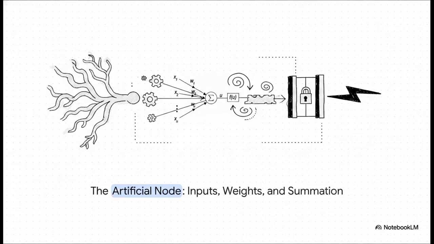Now, when we look at the artificial equivalent, the biological inspiration is just obvious. An artificial node takes in inputs from other nodes, acting exactly like those dendrites we just talked about. Each input gets multiplied by a specific weight, basically saying, how important is this piece of info? Then the node calculates the sum of those weighted inputs, subtracts an internal threshold, kind of like a gatekeeper bias, and if that sum clears the threshold, boom, the artificial node fires.